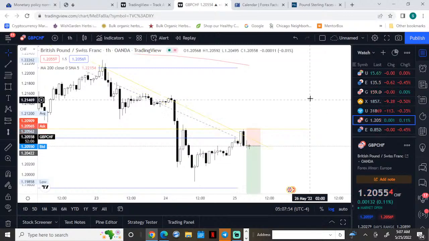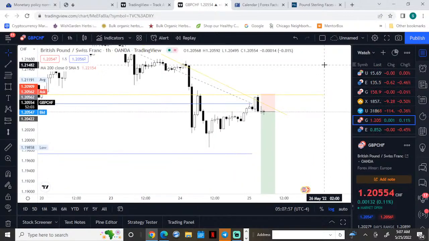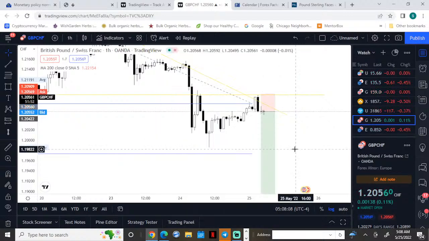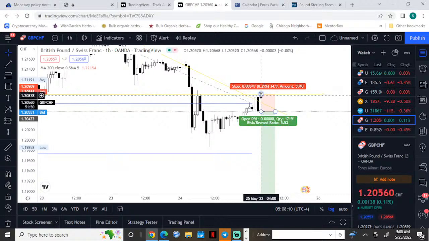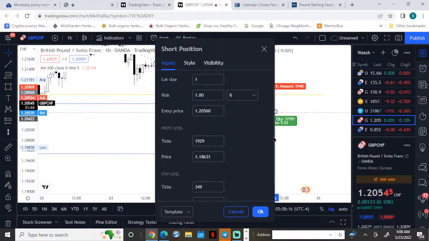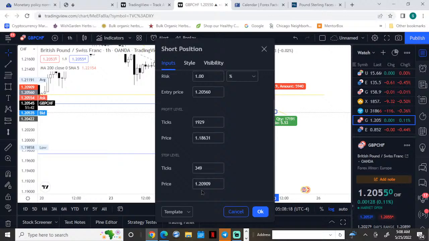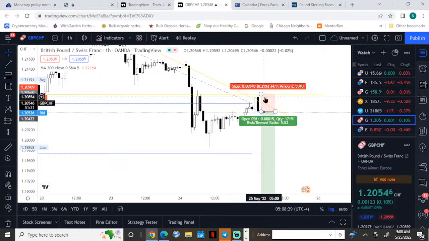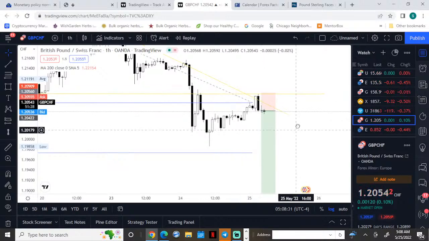We're gonna come down to GBP CHF. Let me mark my entry, 20560. Set my stop loss. Stop loss 20909. And I think, no, it's a double top. It's a double top. I gave it a little bit of room.